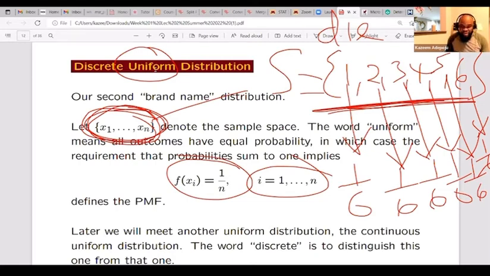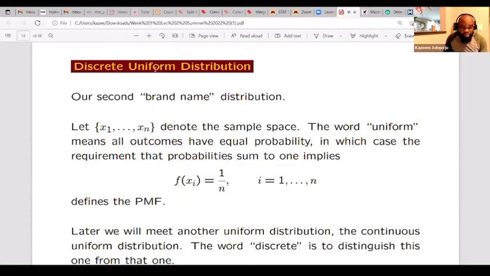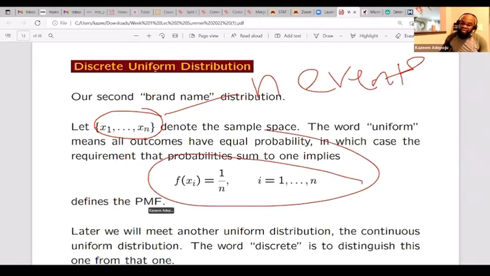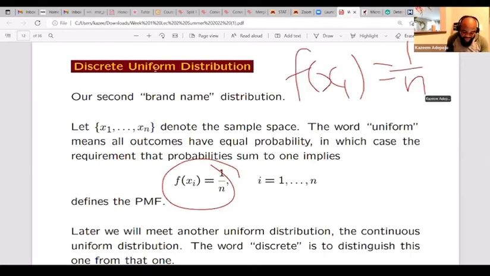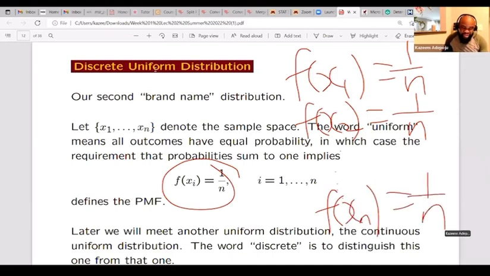Actually, what I'm trying to say in essence by discrete uniform is that if I have a particular number of events, and since they are equally likely to occur, each of them will have equal probability. If they are 10 in number, the probability of each of them will be 1 over 10. If they are 6 in number, the probability will be 1 over 6. Therefore, if I want to generalize the probability mass function for a sample space that has n events, the formula is f of xi equal to 1 over n. What do I mean? I mean f of x1 is 1 over n, f of x2 is 1 over n, until I get to the last one, 1 over n. Does that make sense to you now?